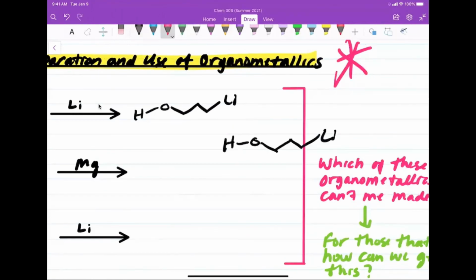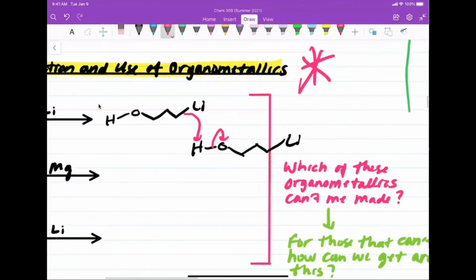So this can act as a base to deprotonate another molecule of itself. And so that reaction is going to propagate on until it's all done deprotonating itself. And in the end, what you're going to have is just a big pot of this. You're basically going to have the propoxide anion, and that's all you're going to be left with.